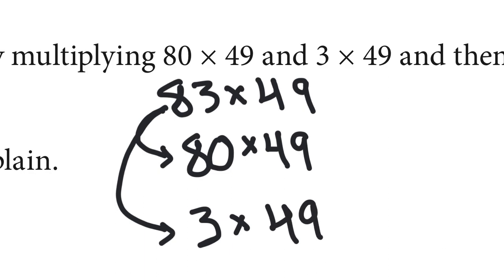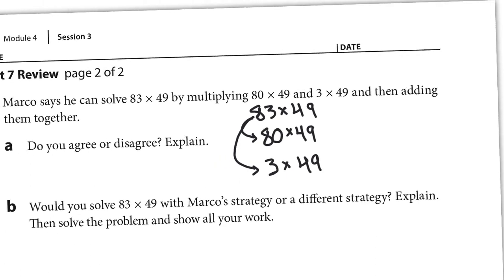The issue that we would have is if he tried to break apart both numbers. If you're going to group to solve, you can break one of the numbers into its addition parts. 80 plus 3 is 83. The other number has to stay the same. So he is correct.